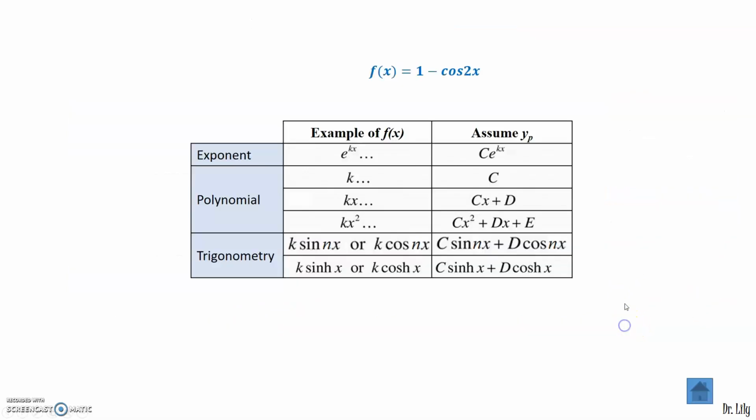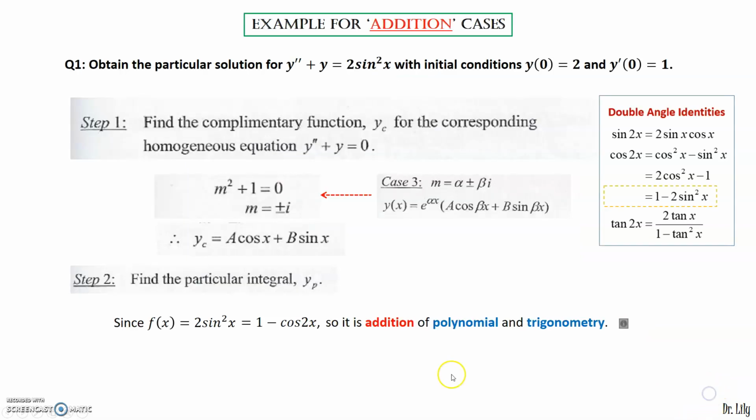Now how to assume yp? We need to refer to this table. Your f(x) is given by 1 - cos 2x. So 1 is a polynomial, so we refer to this table. So k is equal to 1, and yp is equal to c. For negative cos 2x, here you have a trigonometry k cos nx, where n is equal to 2. So yp is equal to d cos 2x + e sin 2x. So now you have yp is equal to c + d cos 2x + e sin 2x. Here c represents yp for polynomial and the rest represent yp for trigonometry.